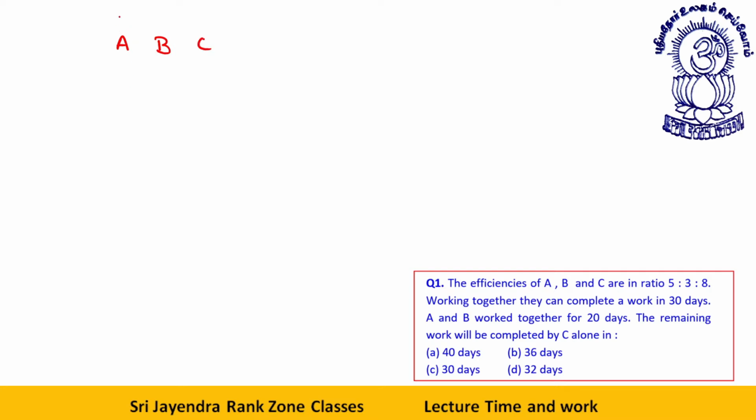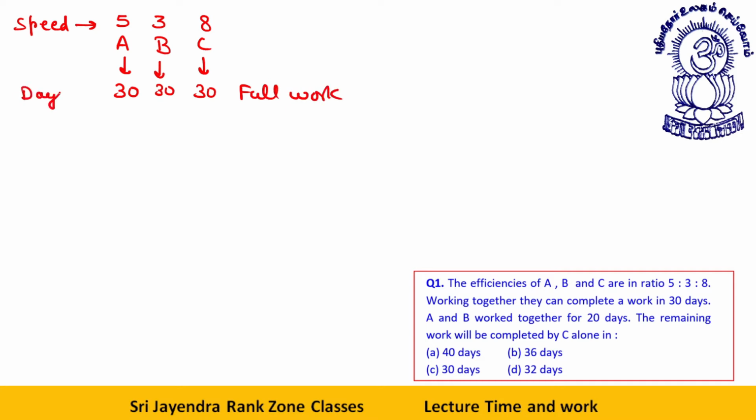5, 3, 8. This is the speed. This efficiency can also be treated as speed. Full work is 30 days. This is full work, in terms of days. Now, how much portion has been done? Look, A and B worked together for 20 days. A worked for 20 days, B also worked for 20 days. This portion is done.